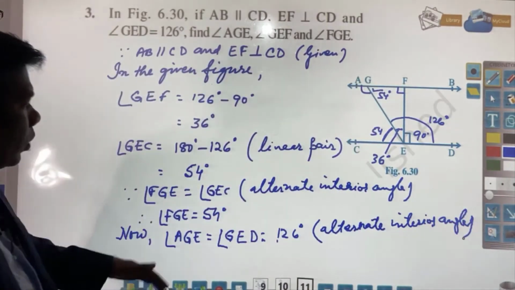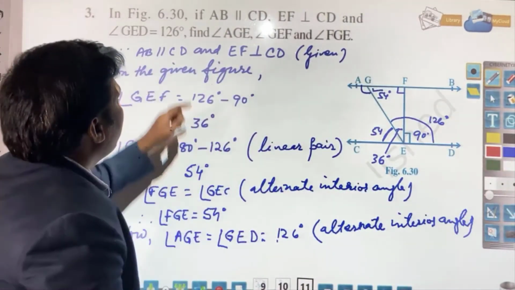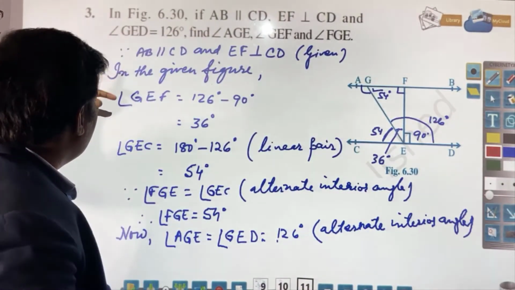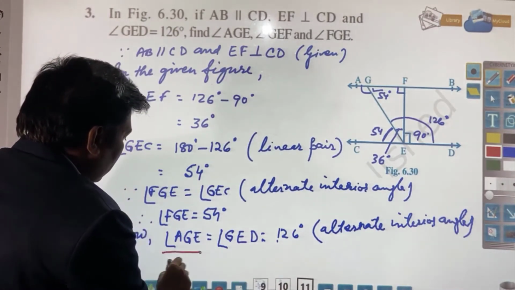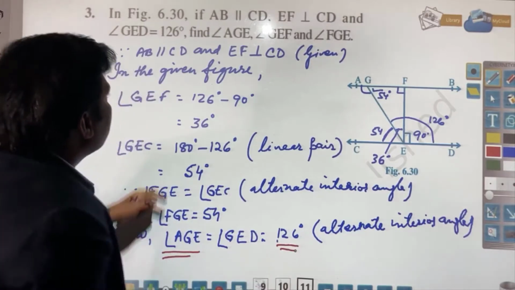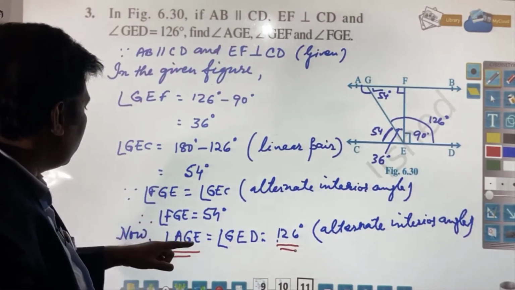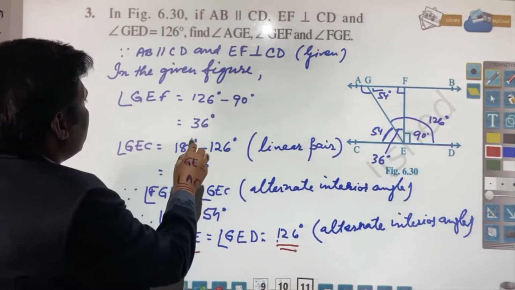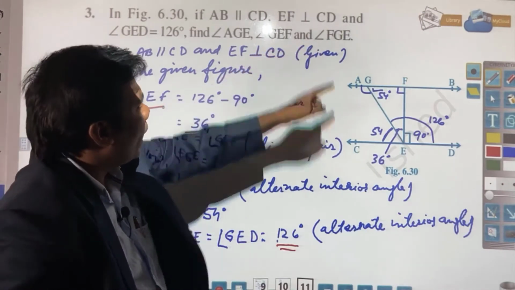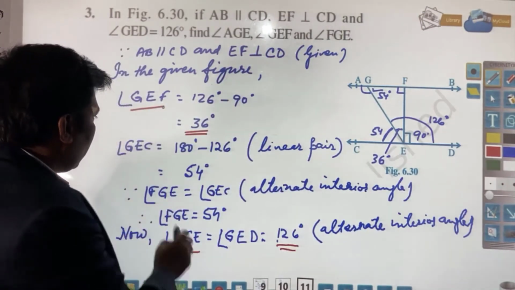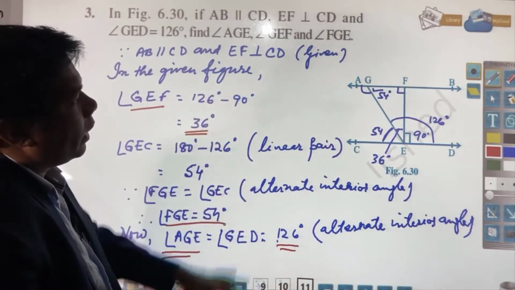And now you have found out all three angles. What you had to find out? AGE. Here you see where we have written AGE, you have got 126 degree. You had to find out GEF. Here we have found GEF is equal to 36 degree. And FGE we have got is equal to 54 degree. So these three angles you have to find out.